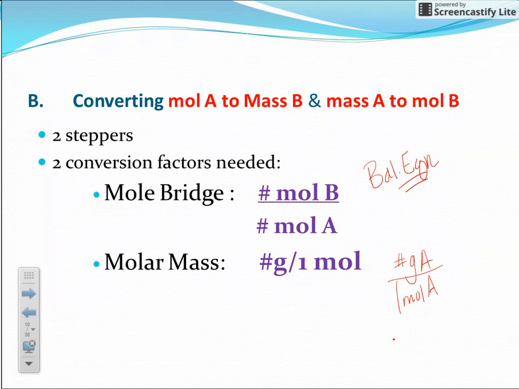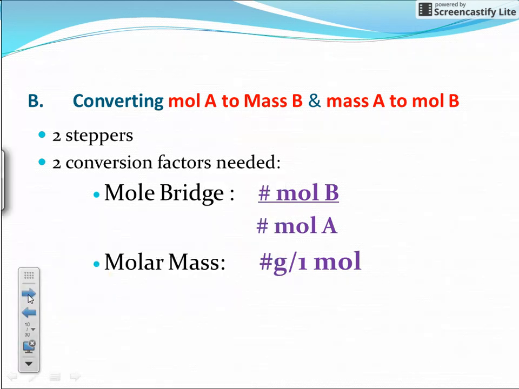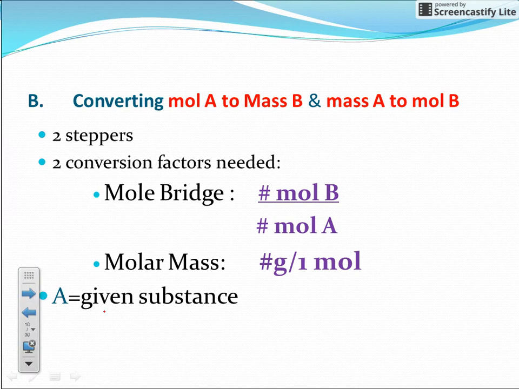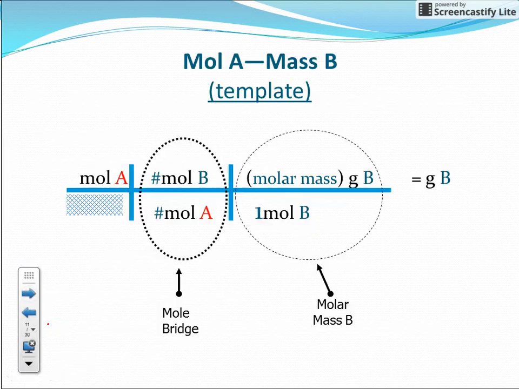If you were going to be using the molar mass of B, you would have the grams of B, once you calculate your molar mass here, per 1 mole of B. So the mole bridge is the only time you have two different substances in the same conversion factor in your dimensional analysis. A reminder, A is your given substance and B is the substance you're trying to convert to, or your unknown.